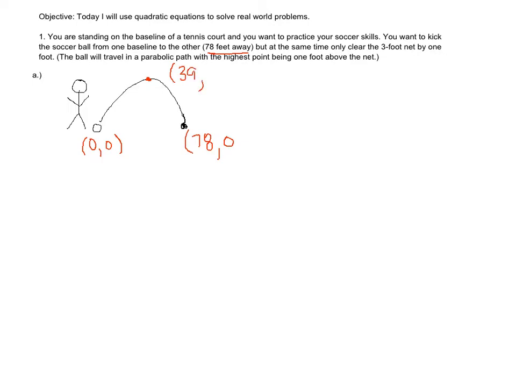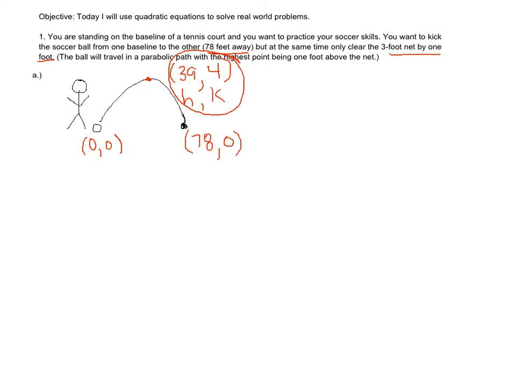And what's the height of that vertex? Well, it says that at the same time he only wants to clear the 3-foot net by 1 foot. So that means if he's clearing a 3-foot net by 1 foot, that is a total of 4 feet high. Okay, so here's how we're going to label our vertex. Now remember, our vertex is H, K. We're going to need this in a minute. So we now have our picture, and that was part A.